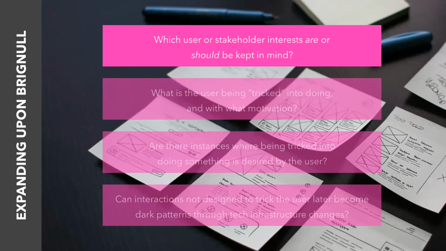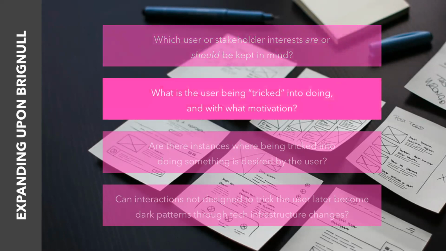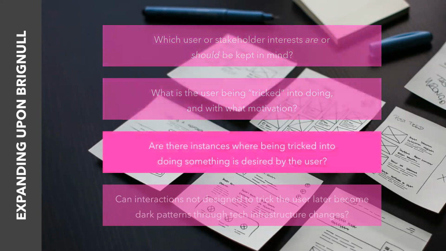There are a few things that we specifically wanted to do that Rignall's goals weren't really set towards. First was, what are user and stakeholder interests? And what are the ones that actually should be kept in mind or are being kept in mind? What is the user actually being tricked into doing? With what motivation? And is it actually all that harmful? Are there instances where being tricked into doing something is actually something that you want as a user?